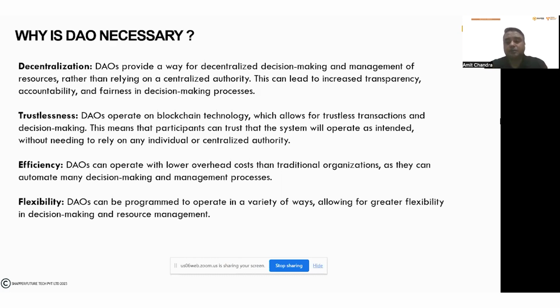Flexibility. DAO can be programmed to operate in a variety of ways. We can make multiple kinds of decision making with the help of a DAO. So that's why it's flexible.